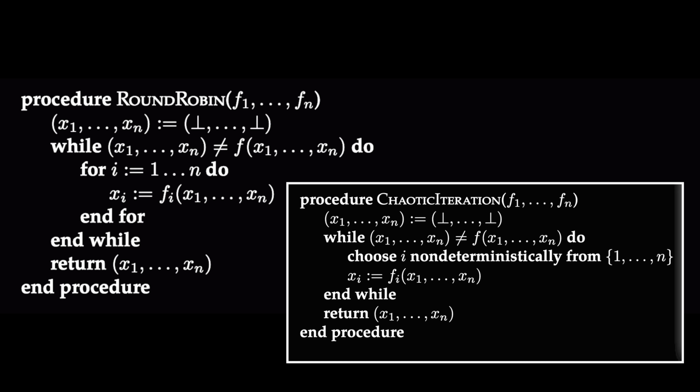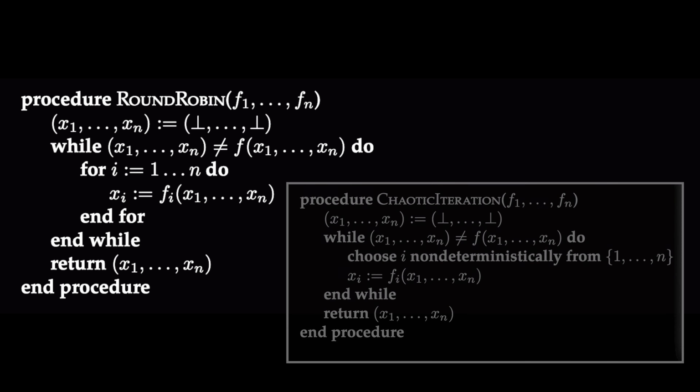So instead of looping over 1 to n, we choose i non-deterministically from 1 to n. The efficiency and termination depend on how i is chosen in each iteration, so that makes this algorithm less practical. We're not even guaranteed that this algorithm will terminate, because we could keep on choosing i to be something that's already converged and not make any progress.